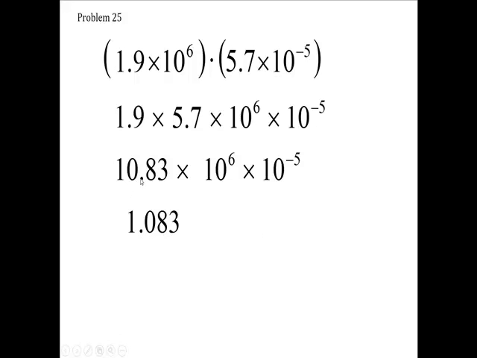Now, we moved it over how many places? Okay, we moved it over one place. So that's times 10 to the first power. And then you have your other numbers that didn't change.